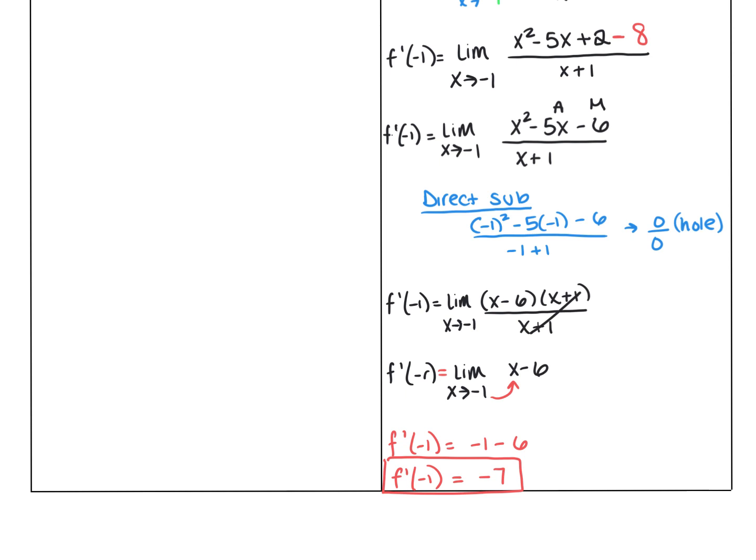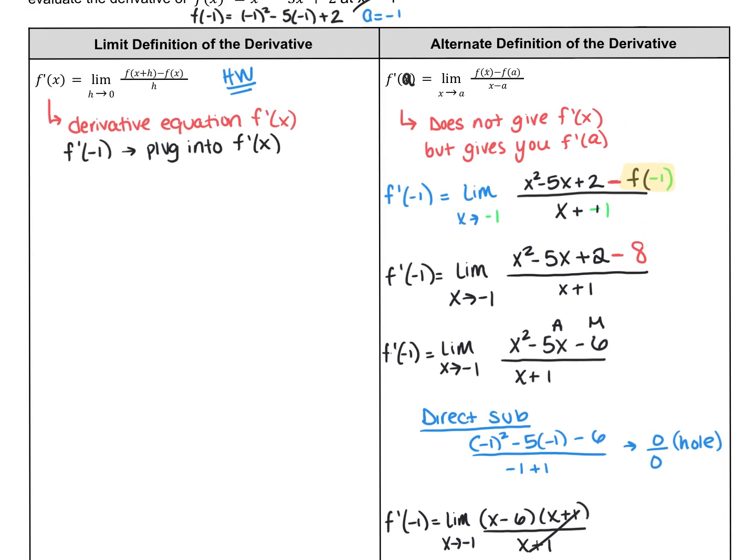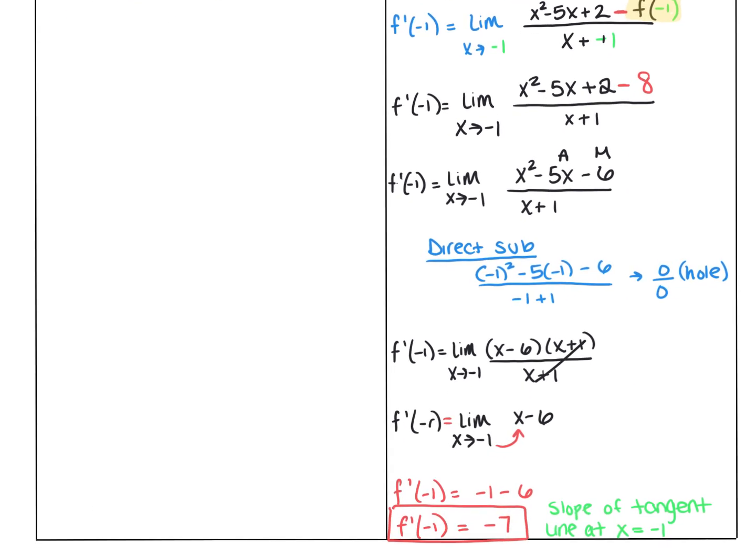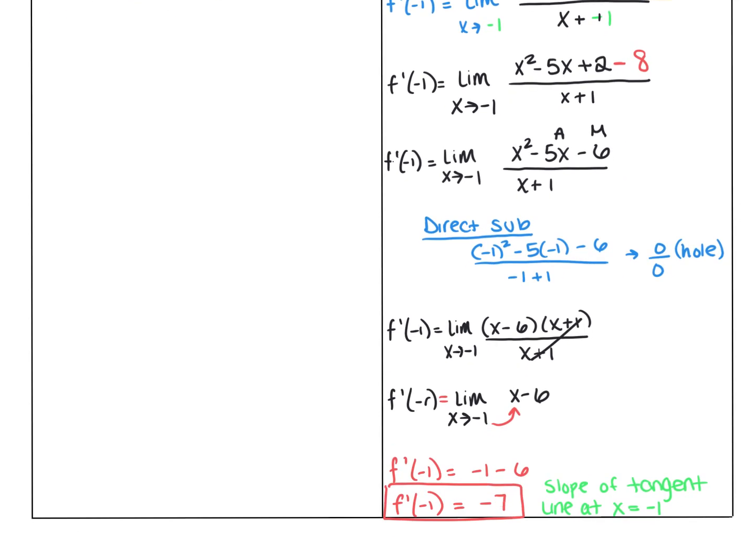So what you just found, just so we keep practicing, you found the slope of the tangent line at x equals negative 1. Okay, so what you're going to do now is try to do this the same way. You're going to use the limit definition that we did yesterday, get the derivative equation, and then plug in negative 1 and see if you get that same slope value, which should be negative 7.